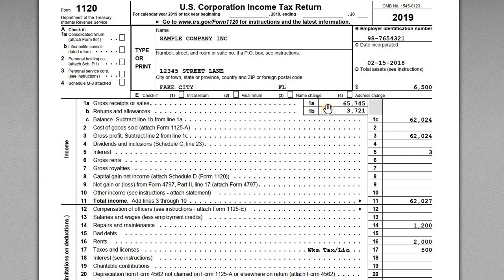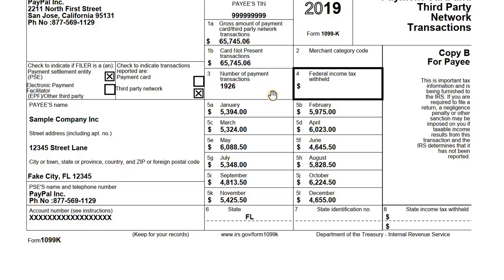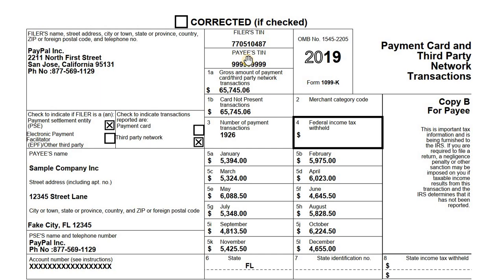Another thing that's really important is to make sure the 1099-K is actually reporting your company name and tax ID number. So the PAYEE TIN up here, this is the tax ID number for the account owner, right? In effect, Sample Company Inc.'s TIN, all nines here just for example purposes, but it's really important that this is in your company name.